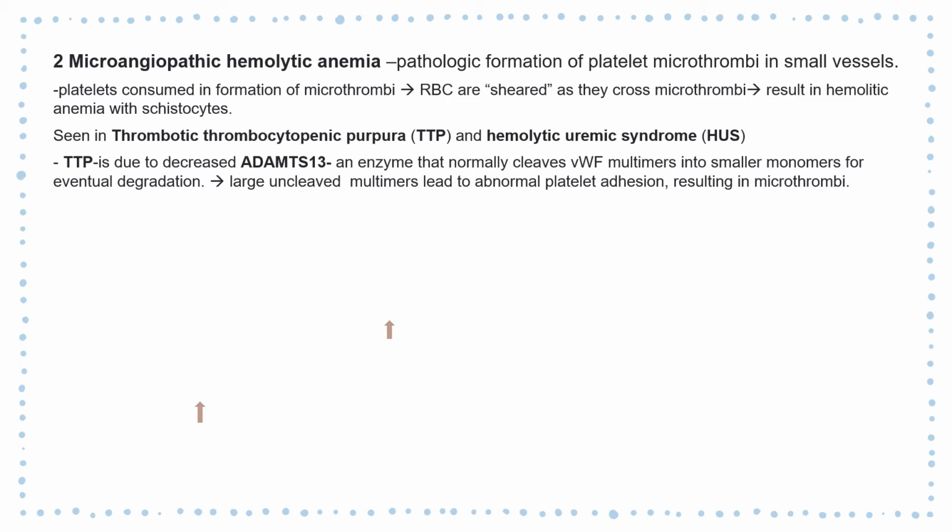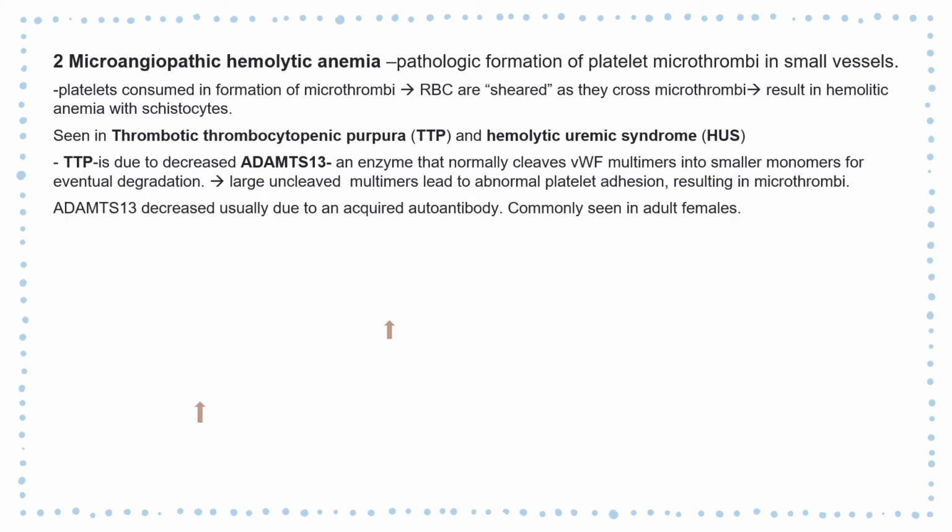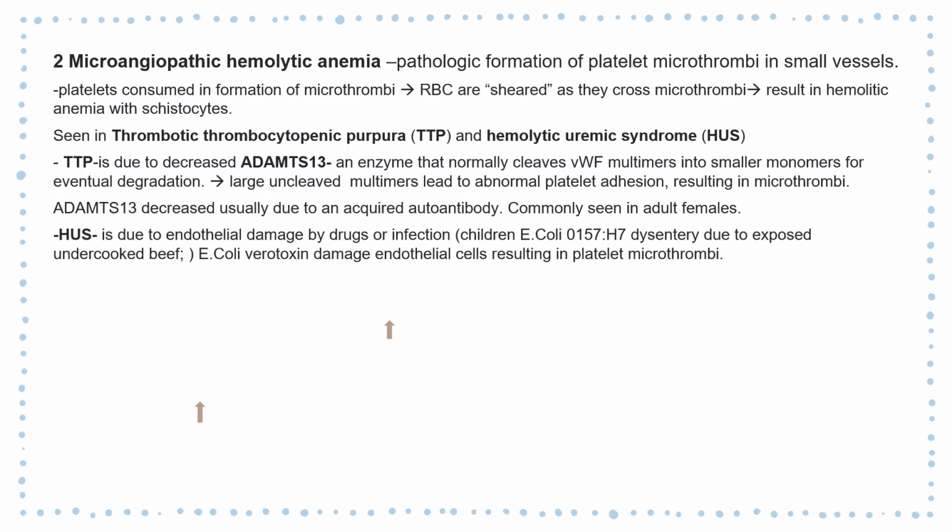TTP is due to decreased ADAMTS13, an enzyme that normally cleaves von Willebrand factor multimers into smaller monomers for eventual degradation. Large uncleaved multimers lead to abnormal platelet adhesion, resulting in microthrombi. ADAMTS13 is decreased usually due to an acquired autoantibody, commonly seen in adult females.